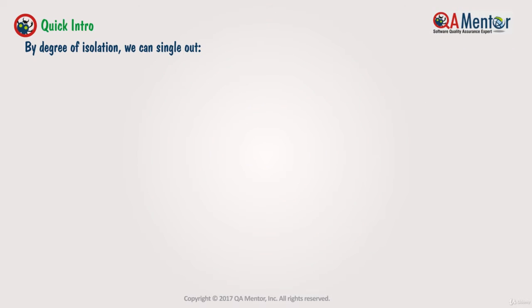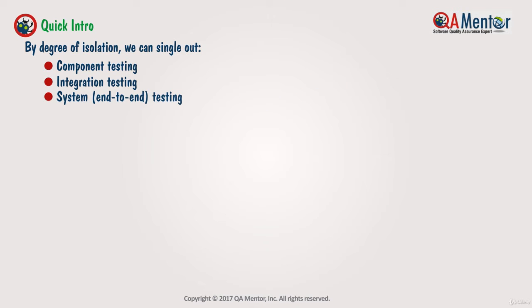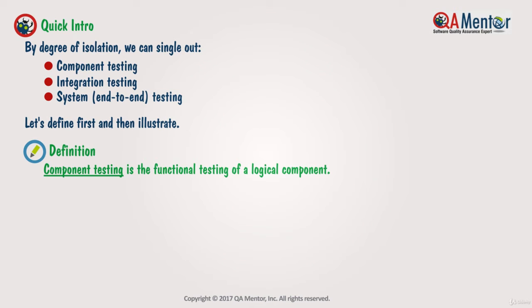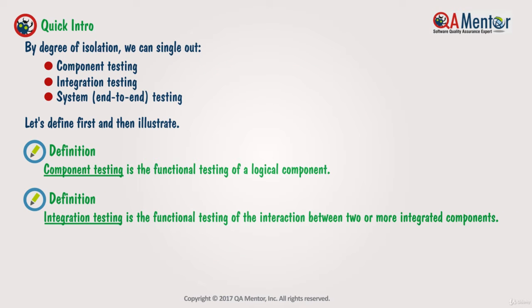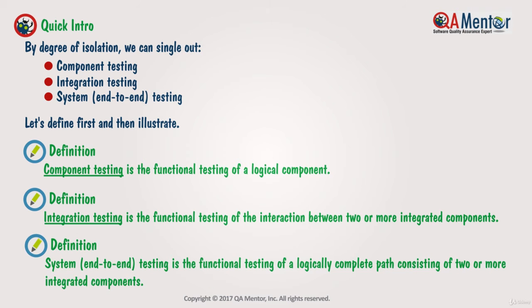Quick intro. By degree of isolation, we can single out component testing, integration testing, system end-to-end testing. Let's define first and then illustrate. Component testing is the functional testing of a logical component. Integration testing is the functional testing of the interaction between two or more integrated components. System end-to-end testing is the functional testing of a logically complete path consisting of two or more integrated components.